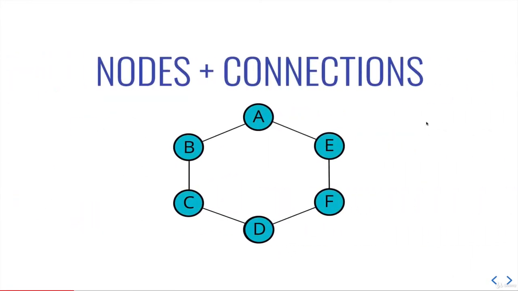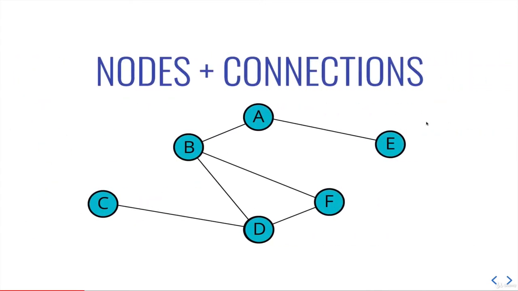Here's another one. We have some nodes with connections between them. Do I have one more? Here we go. A very different looking one. The same number of nodes, the same letters for each one, but different connections, different lines.